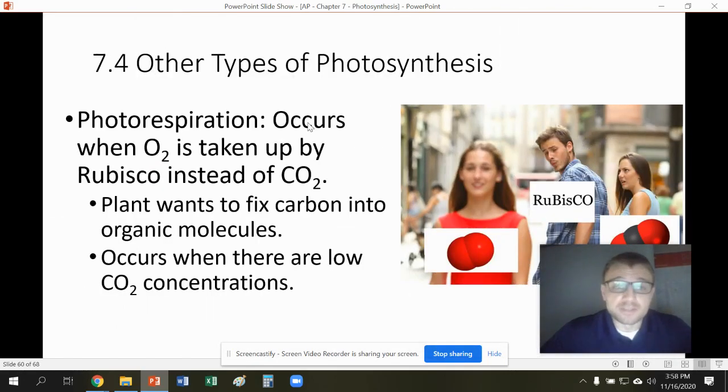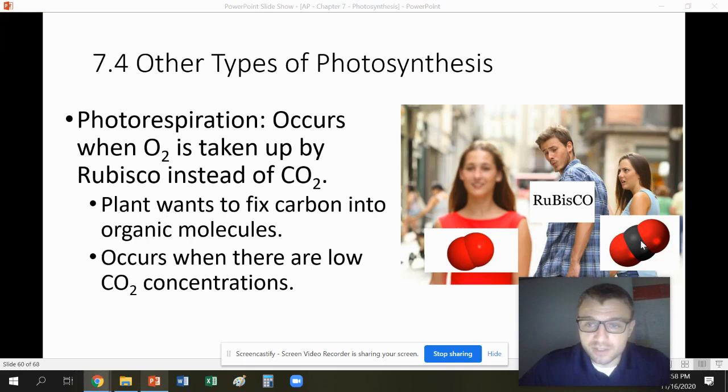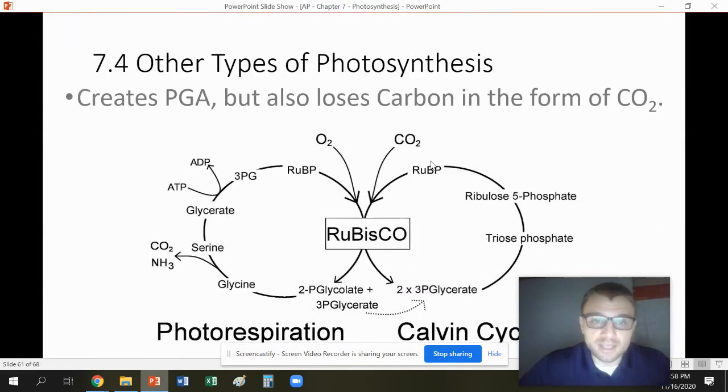The bigger problem is something called photorespiration. Photorespiration is when rubisco, remember that enzyme that fixed carbon dioxide into the 5-carbon RuBP, can actually uptake oxygen as well. This is a big problem for a plant. You can see my little meme here. Rubisco likes oxygen more than it likes carbon dioxide. Now, when there's high amounts of oxygen inside the plant versus carbon dioxide, that's a huge problem. We call that photorespiration. Whenever the plant intakes oxygen instead of carbon dioxide, it actually exhales CO2.